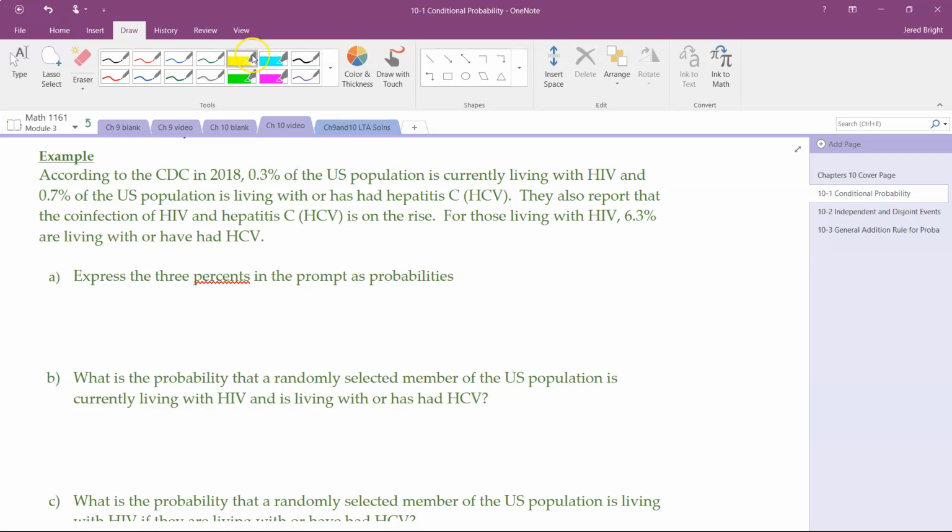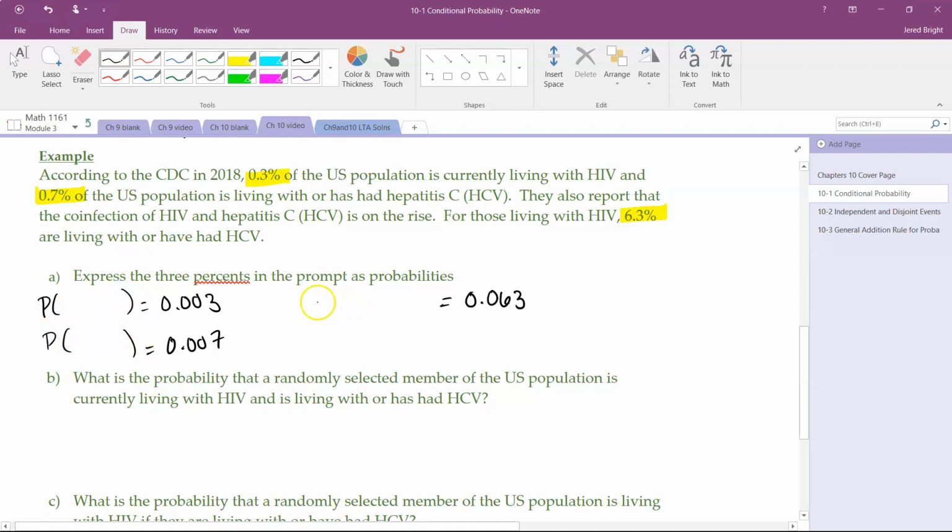Okay, so our first task is to identify the percentages in the prompt as probabilities. So we have these numbers, 0.3%, 6.3%, and 0.7%. For ease later on, I'm going to express these in decimal form. So we have something equal to 0.003, another thing equaling 0.007, and another thing equaling 0.063. Then I'm going to need probability statements. So what is this 0.003 meaning?